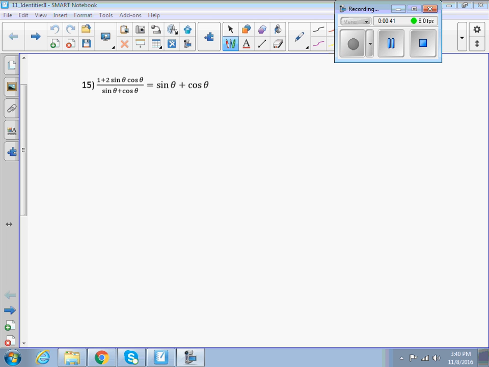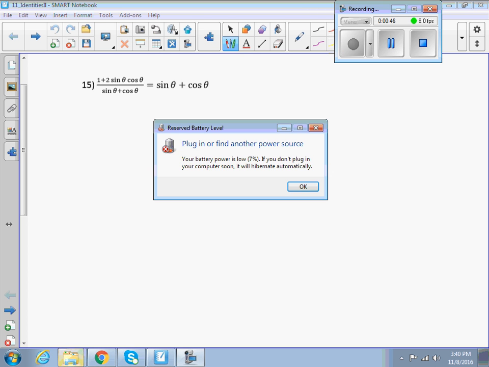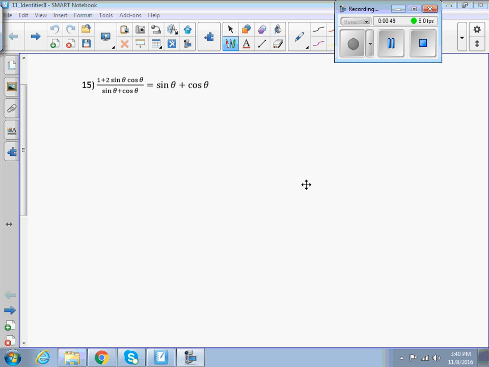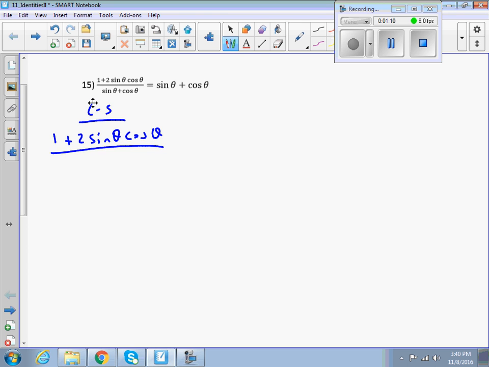Okay. So let's get question 15 and 17 from the worksheet that's assigned to you. So we have (1 plus 2 sine theta cos theta) over (sine theta plus cos theta) equal to sine theta plus cos theta. We want to prove this. So as we said before, we make a left side and right side. So my left side is (1 plus 2 sine theta cos theta) over (sine theta plus cos theta). And my right side is just sine theta plus cos theta.